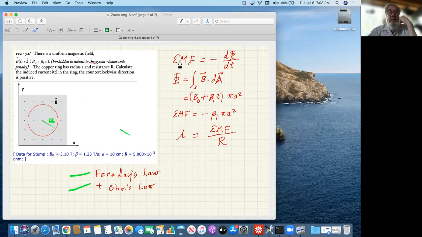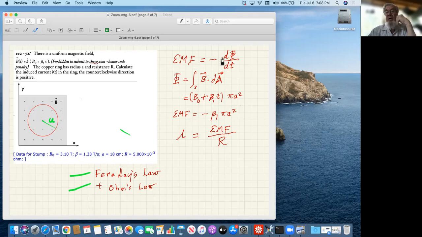So we start with Faraday's law. The EMF is actually negative d phi dt, where phi is the magnetic flux. That means the flow of magnetic field through the surface bounded by the coil. So that's the integral B dot dA. Now, if this surface is in the xy plane, then dA points out of the xy plane in the same direction as the magnetic field. So this will just be (B0 + beta 1 t) times the area, pi a squared.